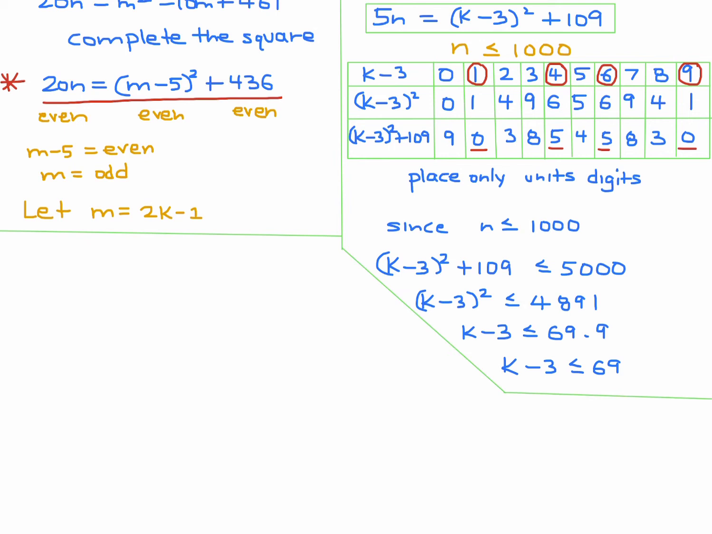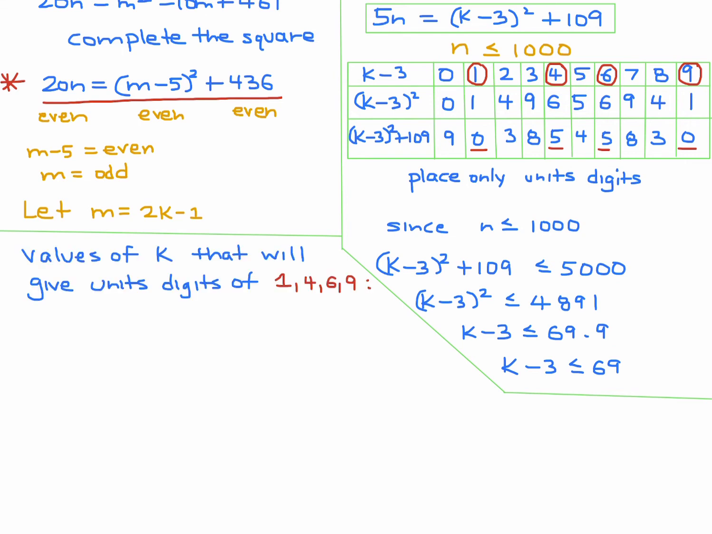Now we have to talk about what values of k I can plug in that will give me units digits of either 1, 4, 6, or 9. Correct? And keeping in mind that k − 3 is less than or equal to 69. So I got 72, 69, 67, 63. If you notice, if these are k's, k − 3 will equal numbers that give these as the units digit. Okay, that's what I'm doing.